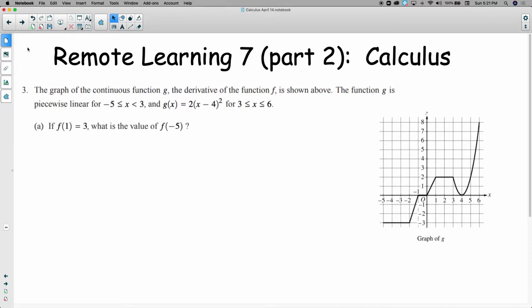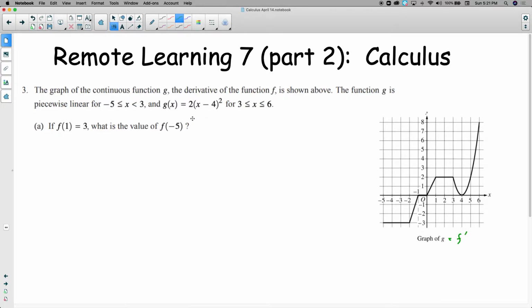And here I go. So over here, there is a graph of the continuous function g, the derivative of f. So I might write that this is also f prime. And the function g, or the function f prime, is piecewise linear. So that means it's just a bunch of lines that are connected between -5 and 3. And then after that, it turns into this parabola with vertex at (4, 0), opening up twice as steep, as you can see from the function g at x.